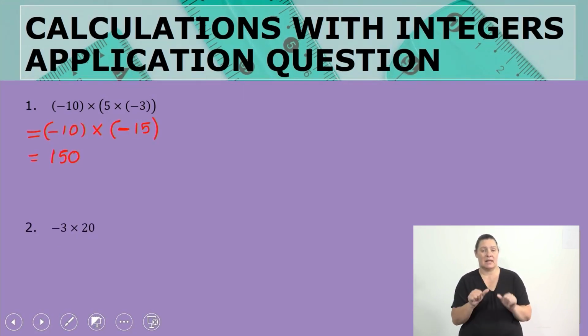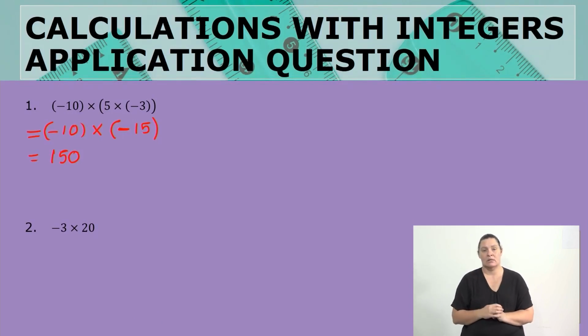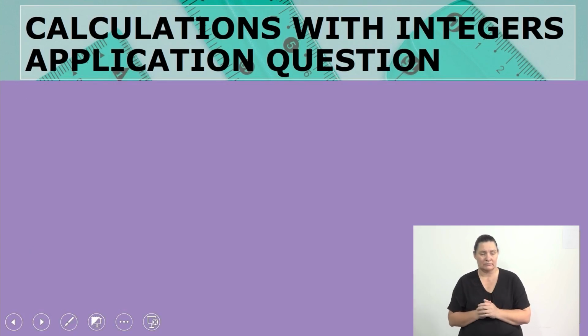The next one that we are going to look at is a negative 3 multiplied by 20. So we are multiplying a negative number with a positive number. Again, our answer is going to be a negative. Then we are just going to say 3 multiplied by 20. Then that answer is going to be a 60. Okay, let's move on to our next question.